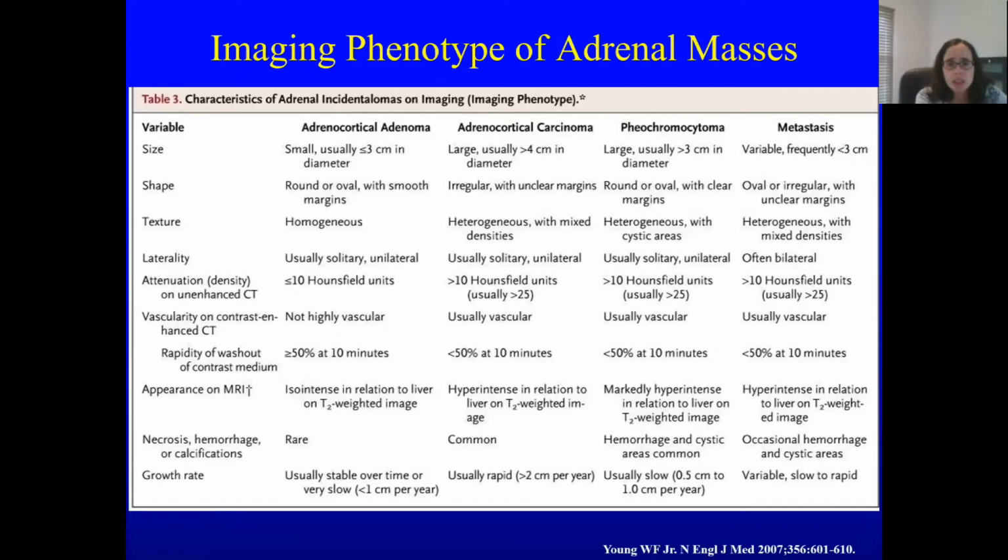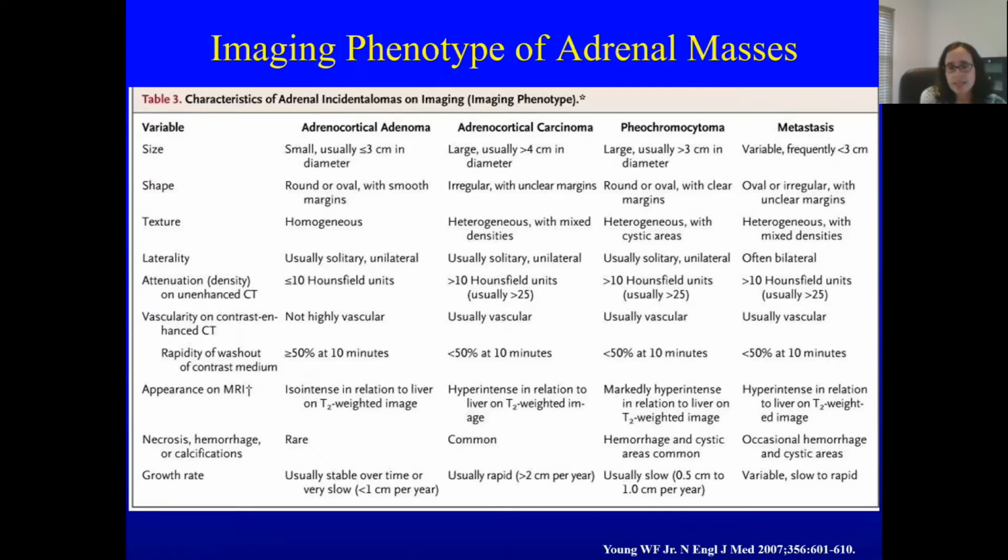So this is looking at the imaging phenotype of adrenal masses. Think of the adrenocortical adenoma as a benign mass. Often small, but not always. They have smooth borders. They're round, they're smooth. They don't have areas of necrosis in them. They're kind of homogeneous in that respect. They're usually solitary and unilateral.